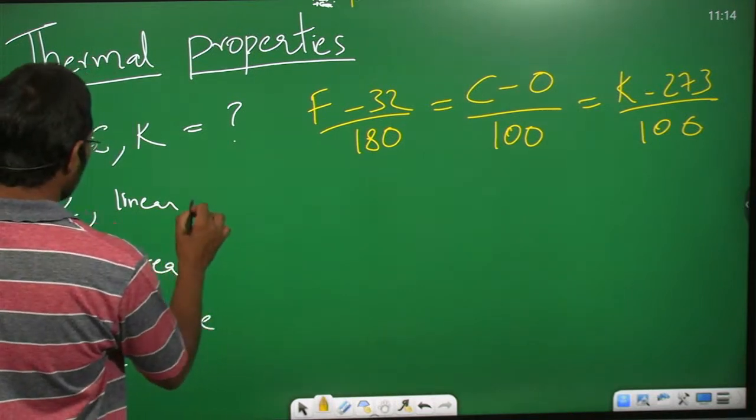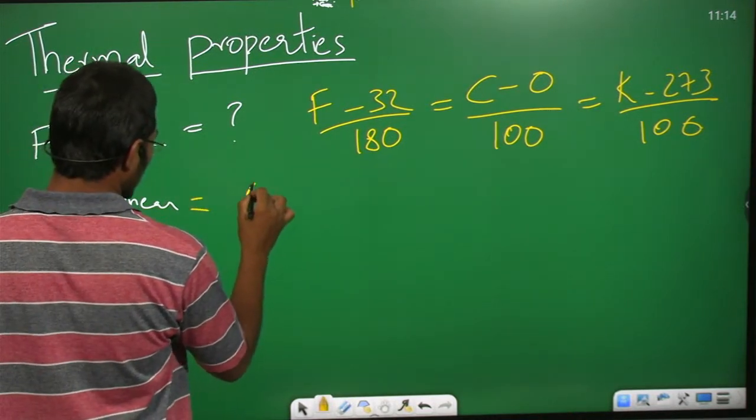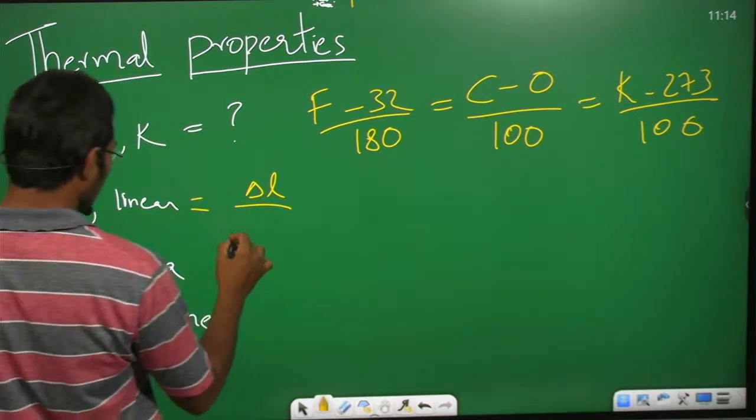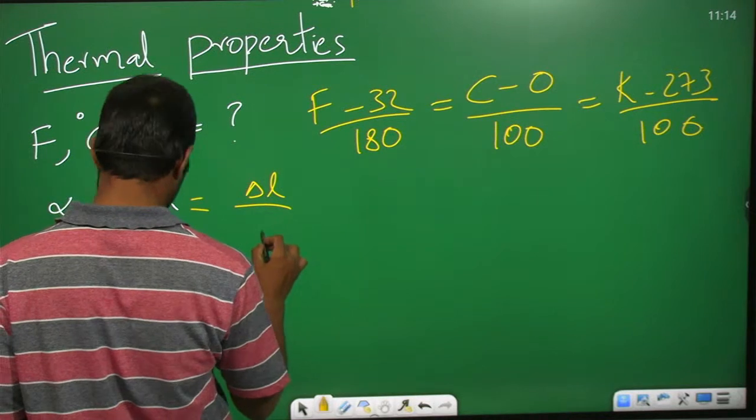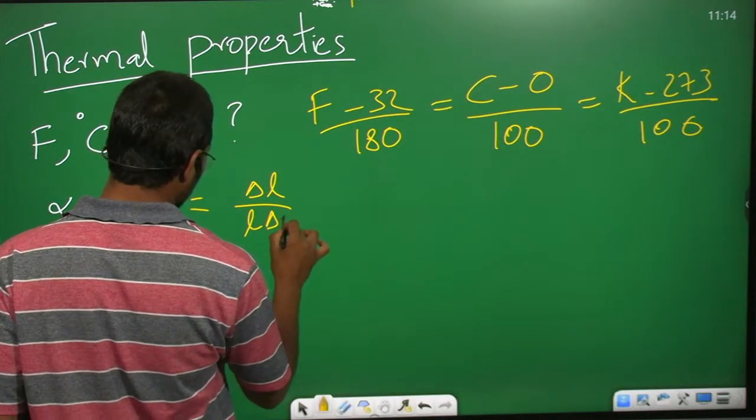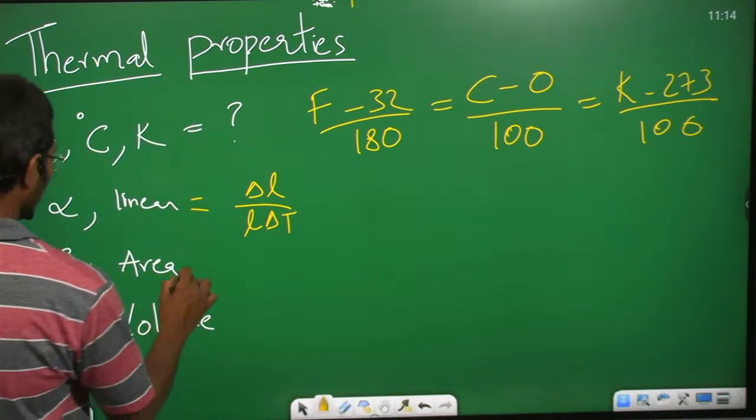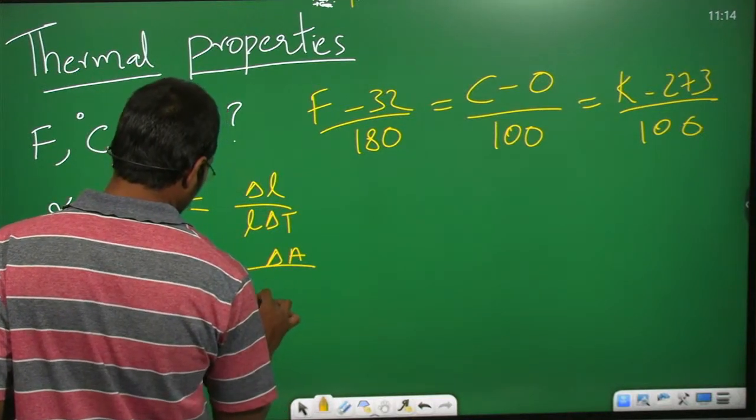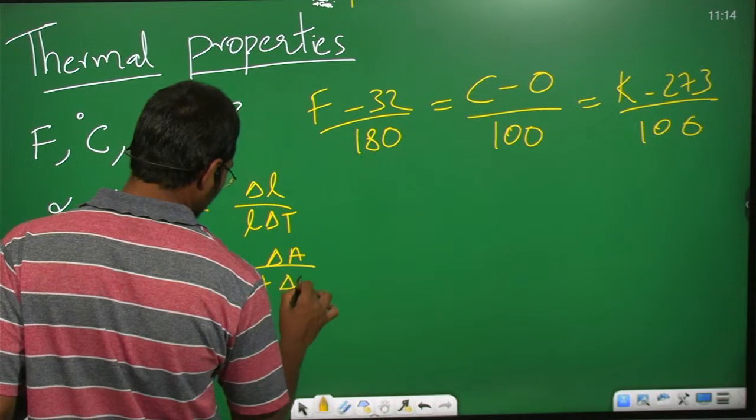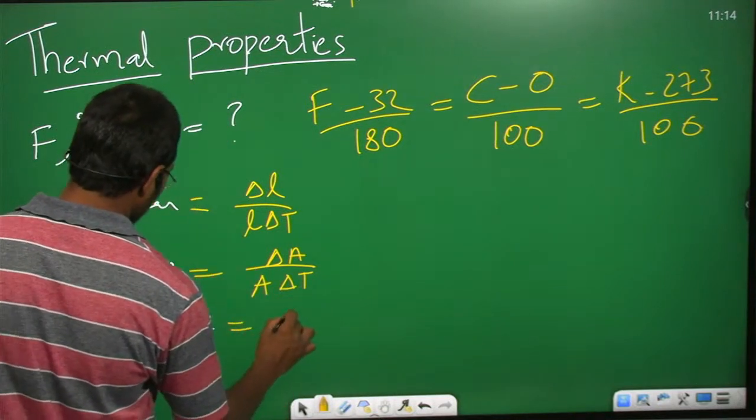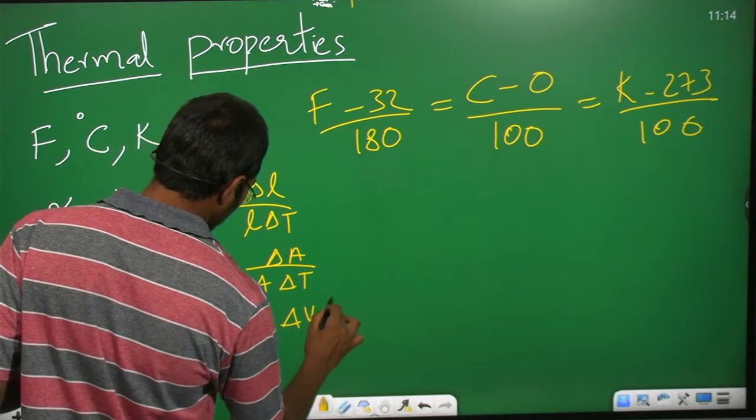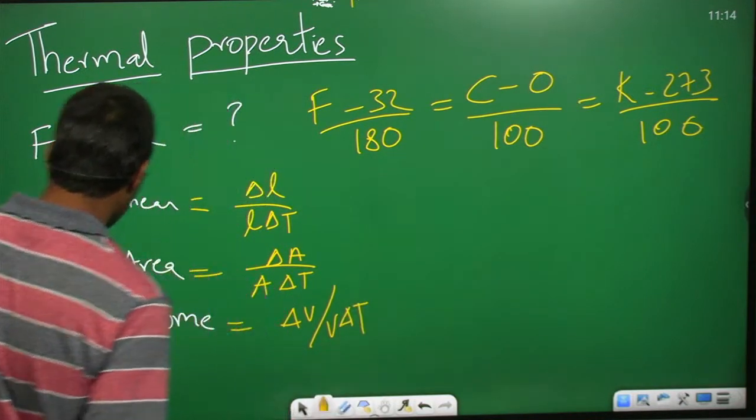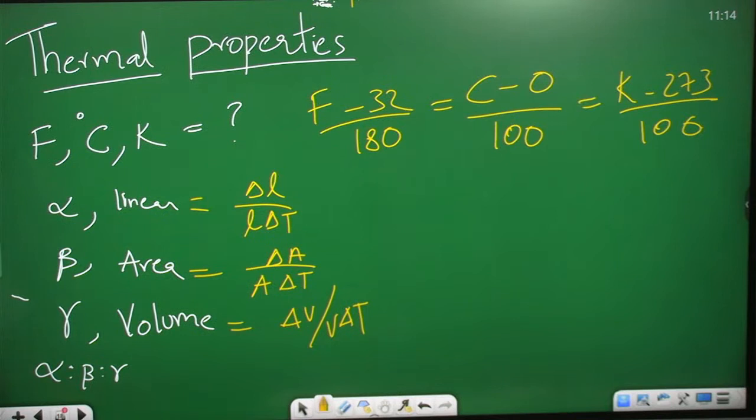See, what do we get? Delta L is equal to L alpha delta theta, right? So we'll get them down. L delta theta, right? In a similar fashion, area delta A, similar fashion, right? So now the relation between alpha, beta, gamma.